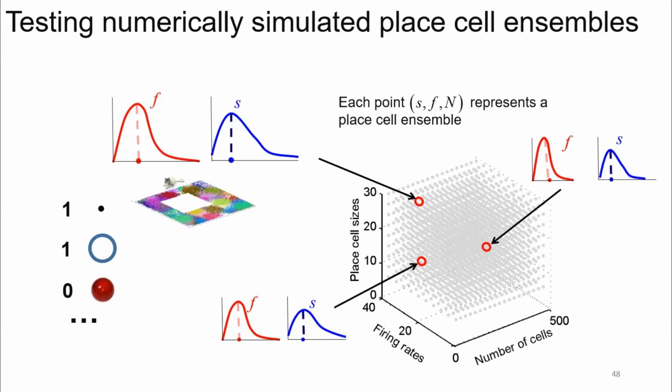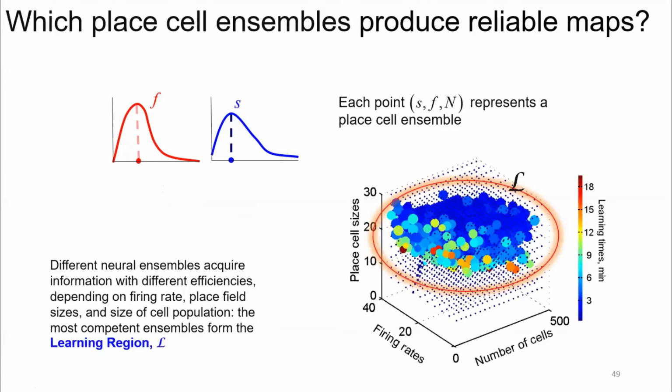Now, if we run the computation, the first level of answer that we're getting is that not every place cell ensemble is capable of producing the correct answer. The correct answers are coming from a domain in parameter space, which we call the learning region, which restricts functional ranges of spiking parameters to a certain domain.